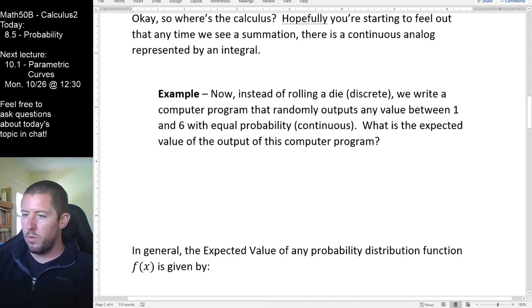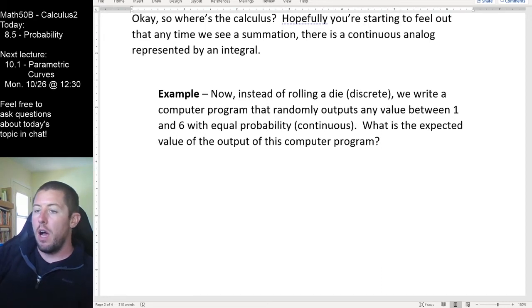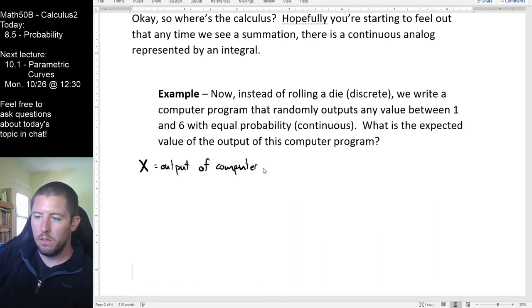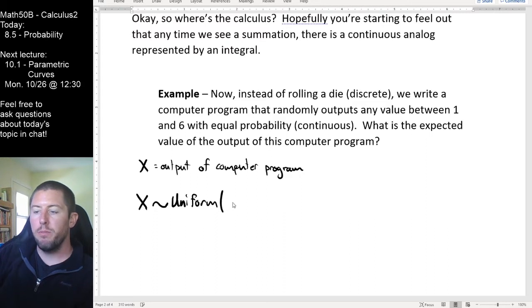So here's what I'm going to do to help myself compute this. One, I'm going to tell you about how we indicate our distribution here. If x is the output of the program, then we would notate this probability distribution by saying x, the random variable x, is distributed, using a tilde, according to the uniform distribution. And the uniform distribution always takes in a lower bound and an upper bound.